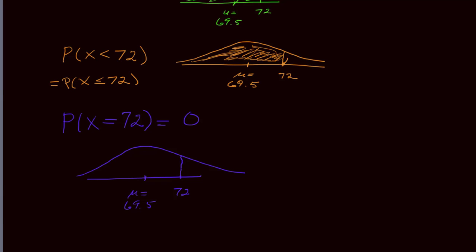The width of that rectangle would be 0, and the height would be the value of the PDF at 72, but 0 times whatever that height is going to be 0. So the probability that x is equal to 72 is going to have to be 0. The probability x is equal to 70, likewise 0. The probability x is equal to 80, likewise 0.